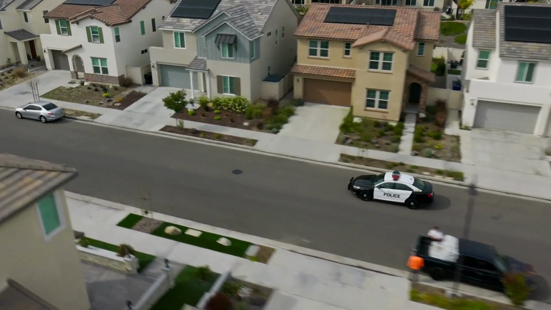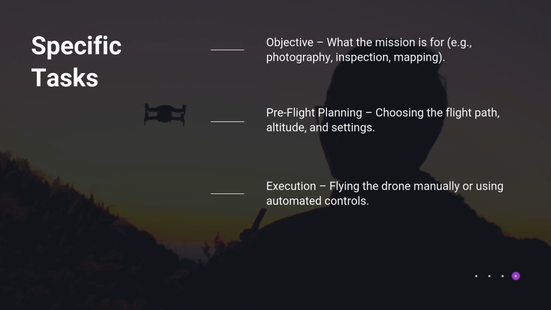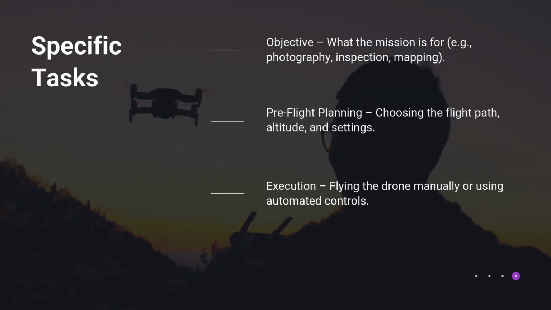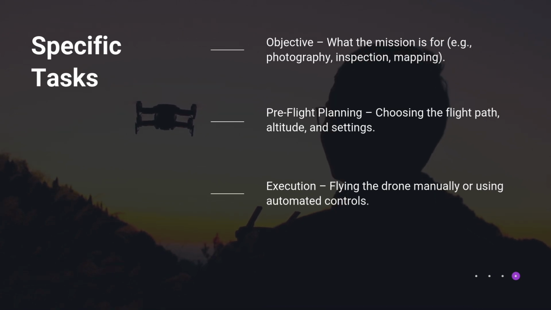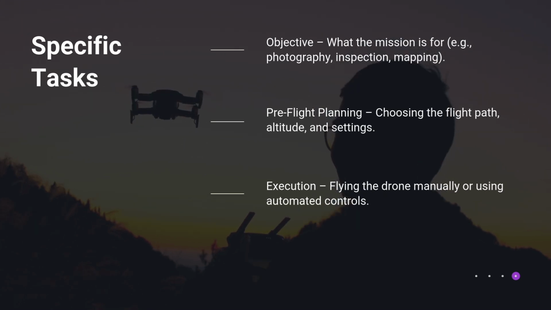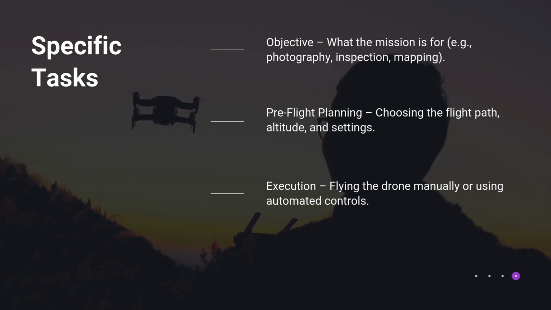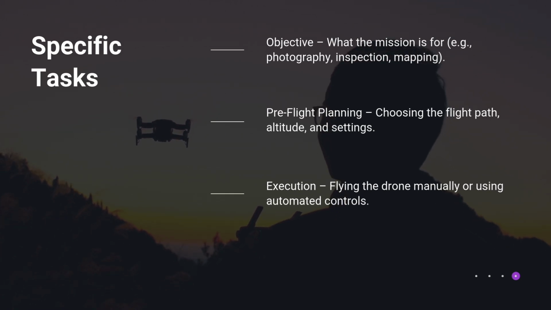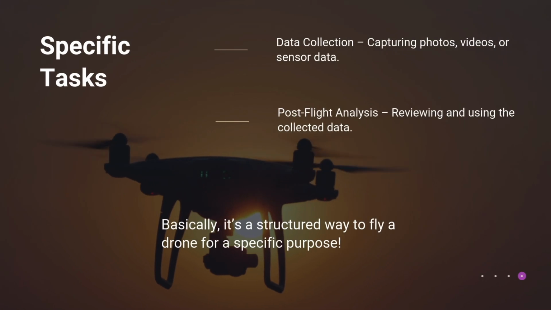Next is pre-flight planning. In other words, I need to choose how I want the drone to fly, the path I want it to go, the altitude, how high I want it to fly, and adjust any additional settings. Next is the execution phase: do I want the drone to fly manually, meaning I'm doing all the piloting, or do I want it to fly autonomously using its automated controls?